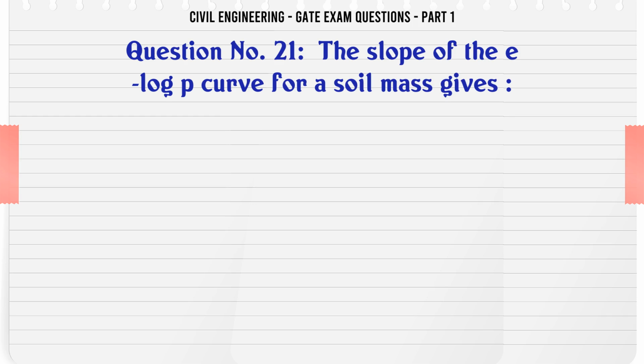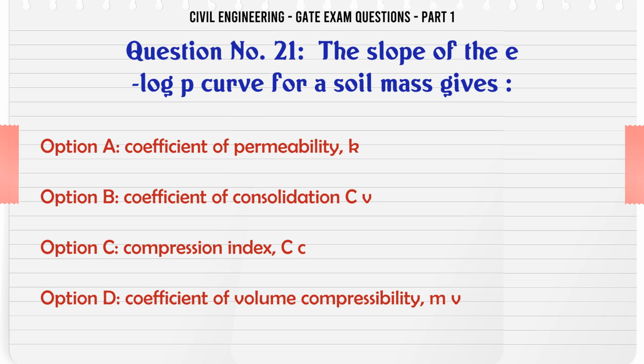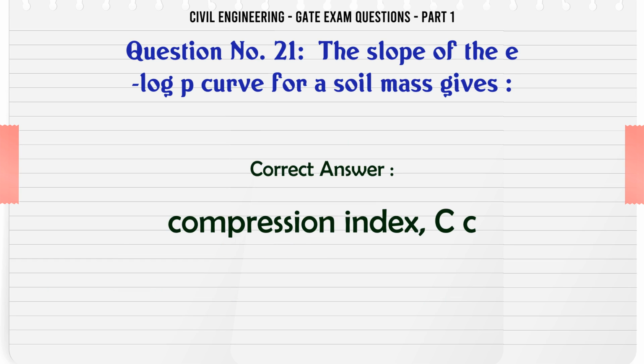The slope of the e-log p curve for a soil mass gives: A. coefficient of permeability k, B. coefficient of consolidation Cv, C. compression index Cc, D. coefficient of volume compressibility mv. The correct answer is compression index Cc.